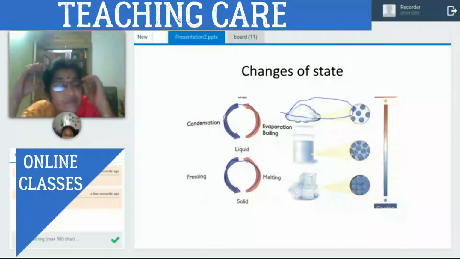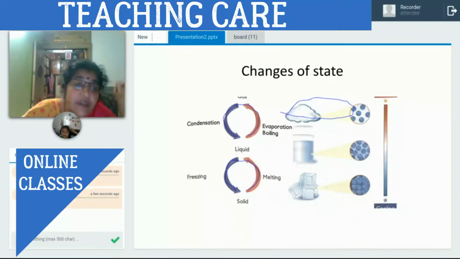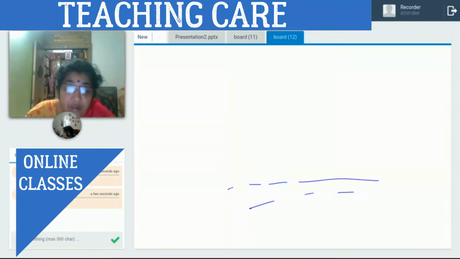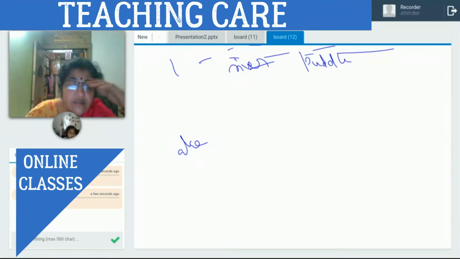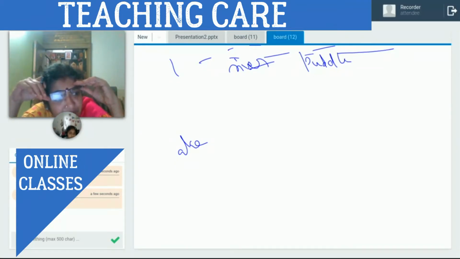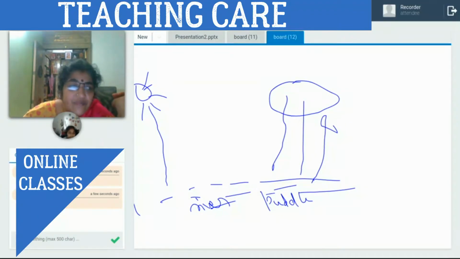Can you do the whiteboard? Do you know how we get rain? Tell me. How do we get rain? Because of the sun's heat, I will tell. The sunlight will come to here, the water will evaporate, and then this is a cloud. The cloud will go up, condensation will happen, and it will bring rain. So it will form a cloud.